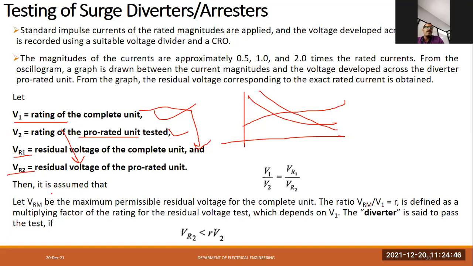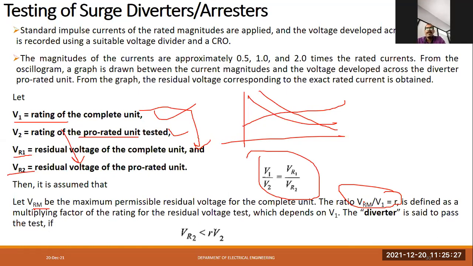So as we know, whatever the V1 rating of a complete unit, then V2 is the rating of the prorated unit, and similarly VR1 and VR2 are the residual voltage for the complete unit and the residual voltage for the prorated unit. So you will get V1 by V2 equal to VR1 by VR2. Let us assume that VRM is the maximum permissible residual voltage for a particular unit. In that case, the ratio VRM by V1 that we are considering is equal to R.